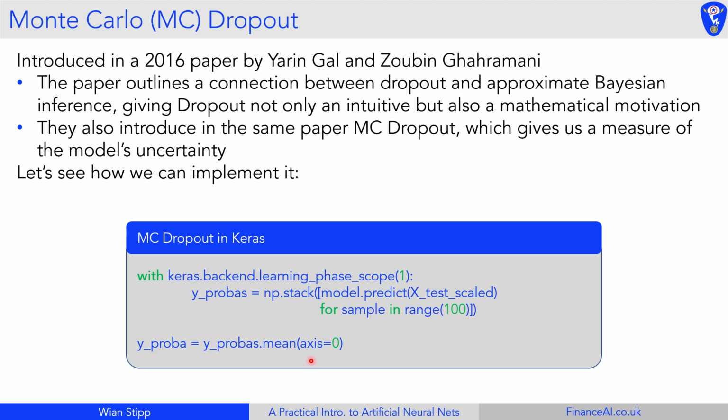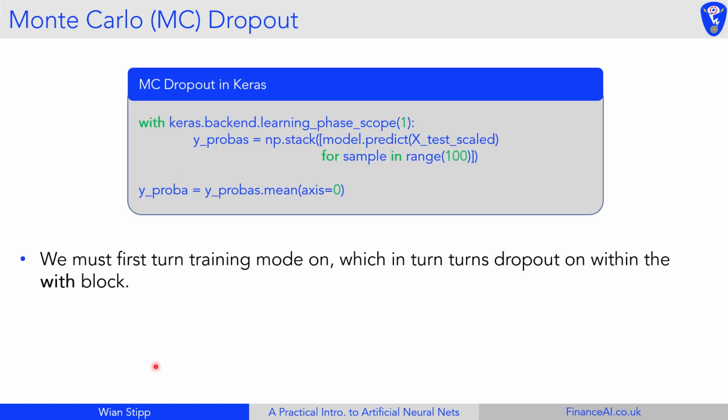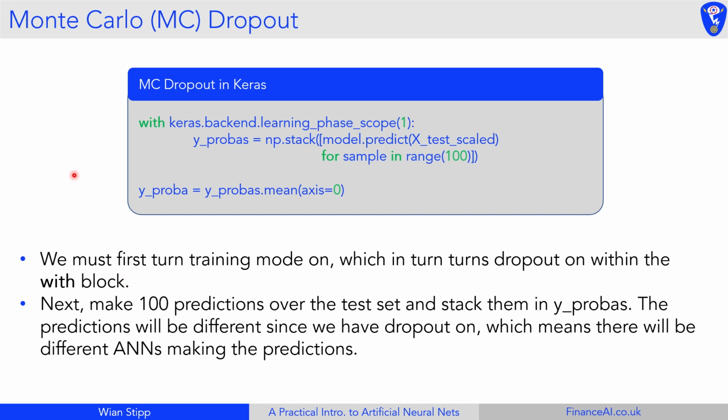And then we've made predictions on 100 different neural networks, and now we use this method. And what this does is we take the average of all the predictions, and that's the final prediction. So we must first turn training mode on, which in turn turns dropout on within this with block here. Next, we make 100 predictions over the test set, and we stack them into yprobas.